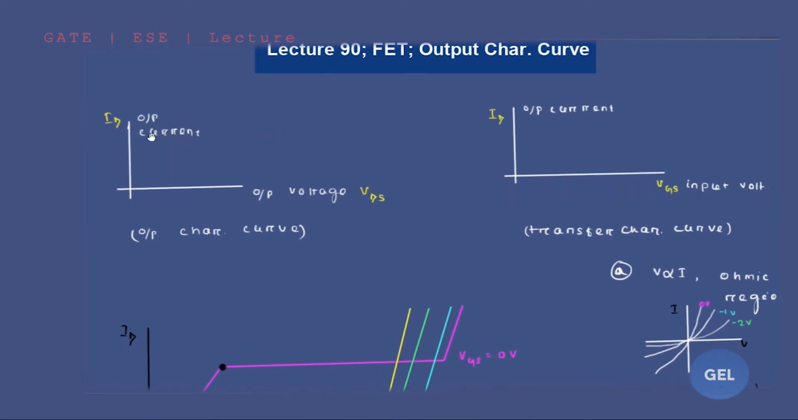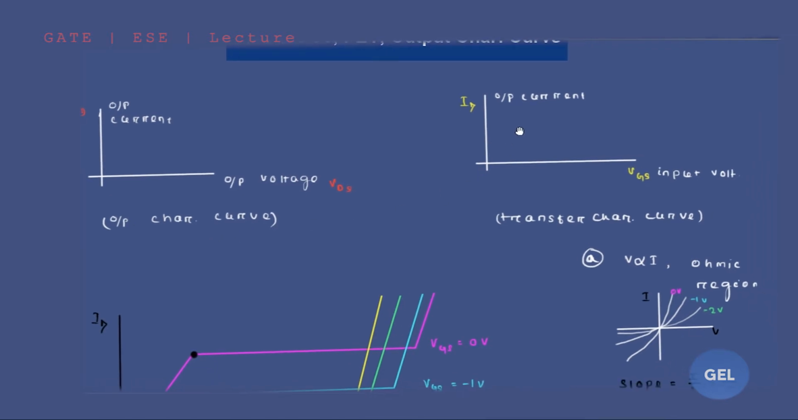Now listen, we have two curves. One is your output current versus output voltage. Your output voltage is your VDS and output current is your ID. Then this will be regarded as the output characteristics curve. And if you have output current and input voltage, then that will be regarded as the transfer characteristics curve.